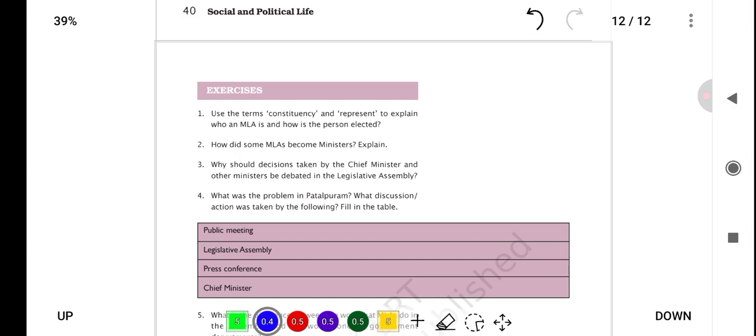So what is the extract of this chapter? The Legislative Assembly debated the government's action, with MLAs responsible for their work. The Chief Minister heads the executive part. The Health Minister organized a press conference explaining government steps. Reporters asked questions and decisions were reported in newspapers. The Health Minister visited Patalpuram district, visiting families and hospitals.